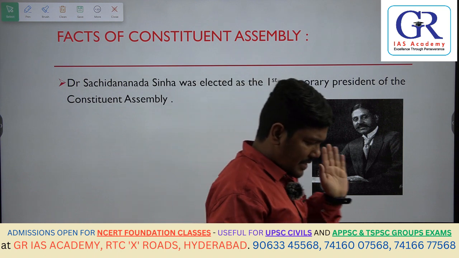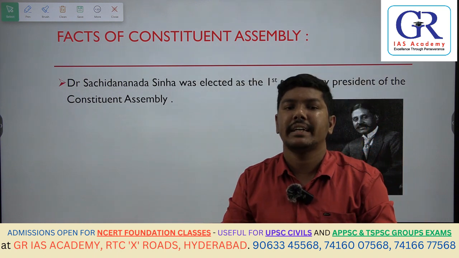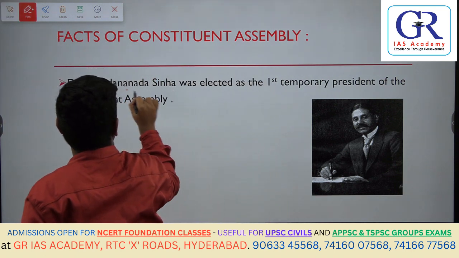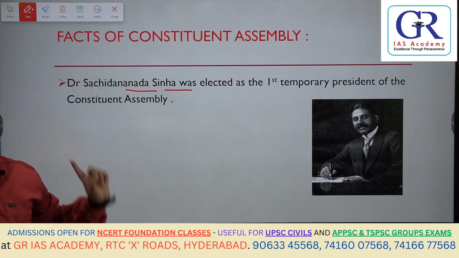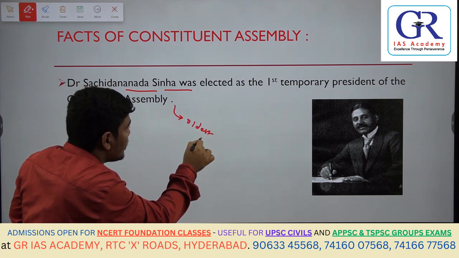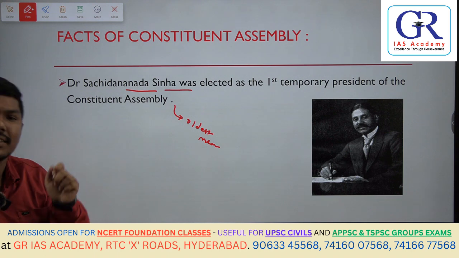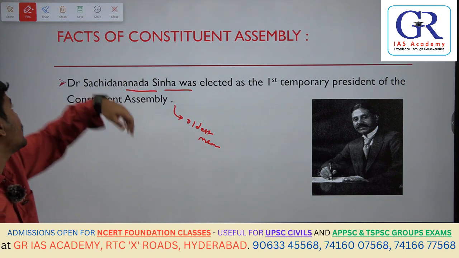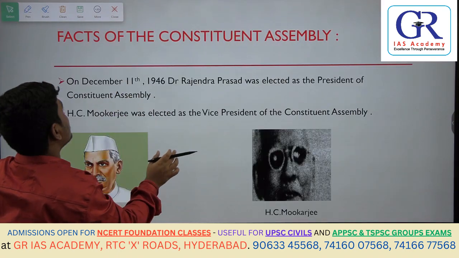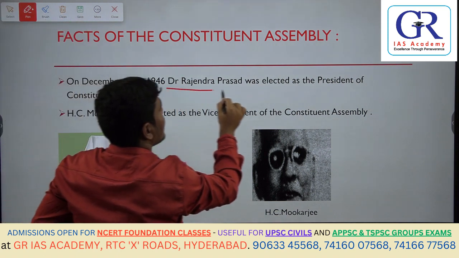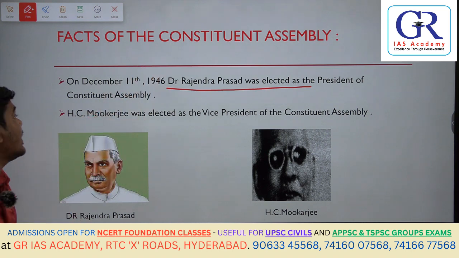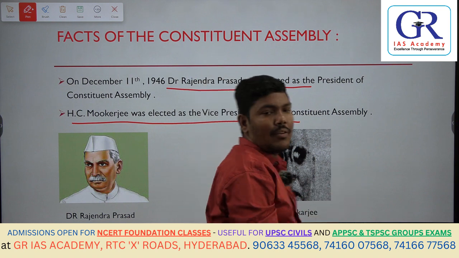When the Constituent Assembly was constituted, the oldest member at that time, Dr. Sachidananda Sinha, was elected as the first temporary president of the Constituent Assembly. He was the oldest member during that particular time, and as a result, he was appointed as the first temporary president. Later on, the elections took place, and on December 11th, 1946, Dr. Rajendra Prasad was elected as the President. Everybody knows that fact, so UPSC will never ask that, but H.C. Mukherjee was elected as the Vice President.